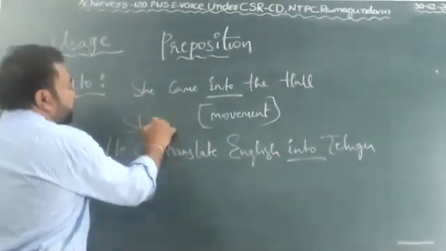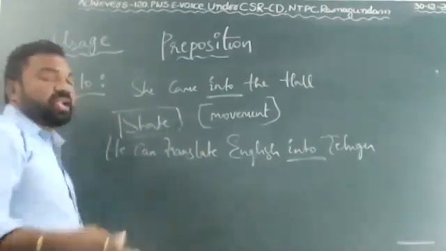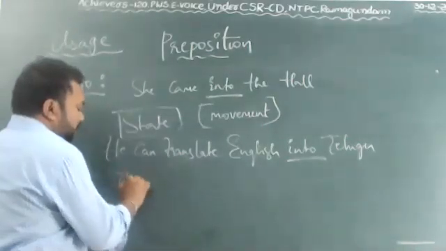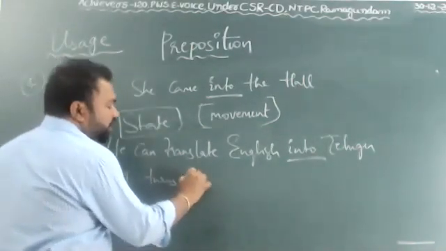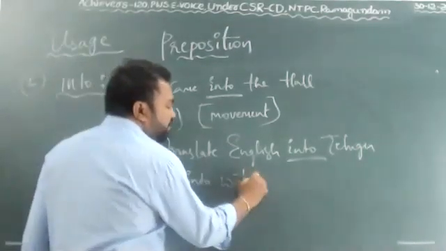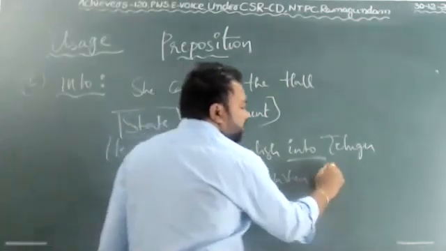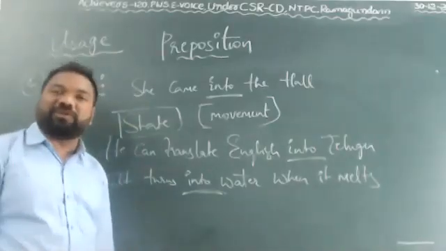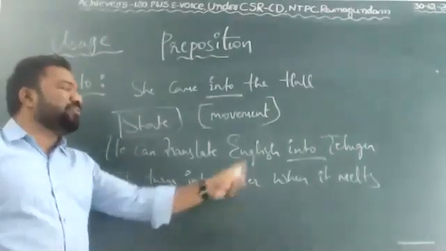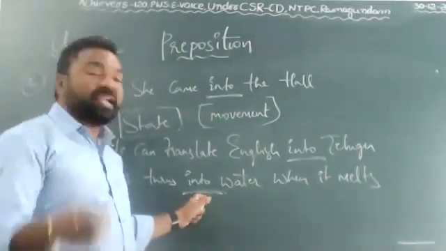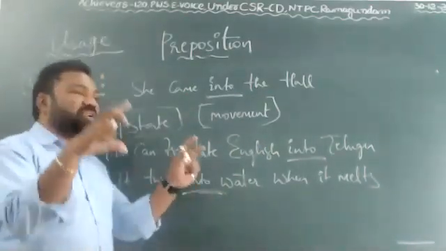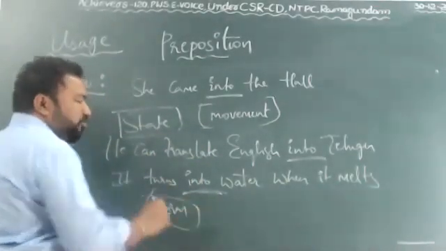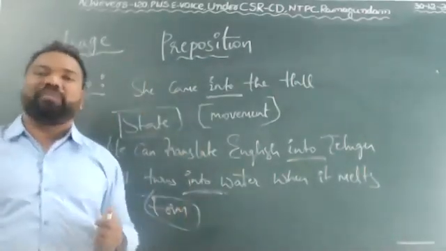When we have to use "into" for state or formation: it turns into water when it melts. What turns into water? Ice. Ice turns into water when it melts. Isn't it? We say one form to another. When it is in one state, this is one form, and to another form also we have to use "into".